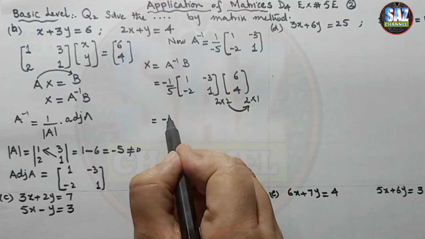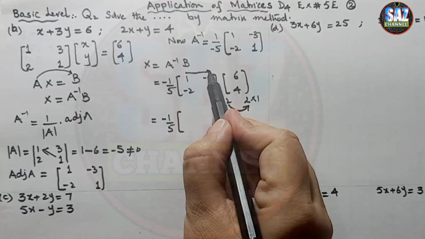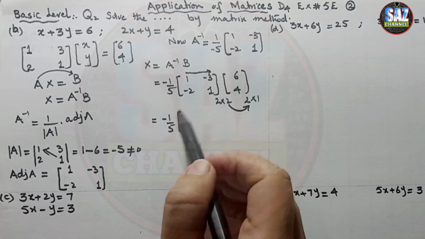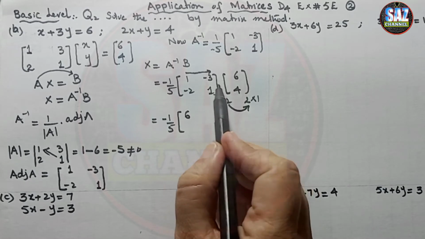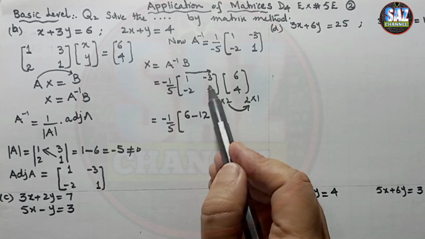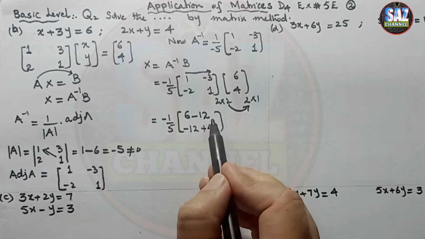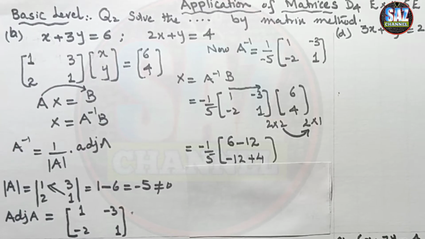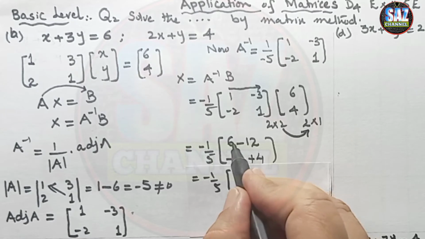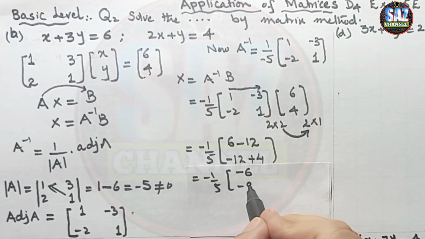Now I have to apply the RC rule here, that rows of the first have to be multiplied with the columns of the second. So 1 will be multiplied by 6, and it will become 6, and 4 times 3 is 12, minus, and then 2 times 6 is 12 plus 4. Now solve the entries: minus 1 by 5, 12 minus 6 is minus 6, and minus 12 plus 4 is minus 8.